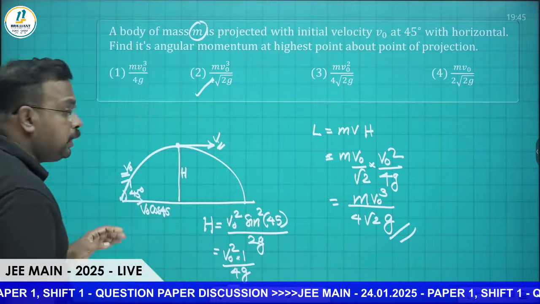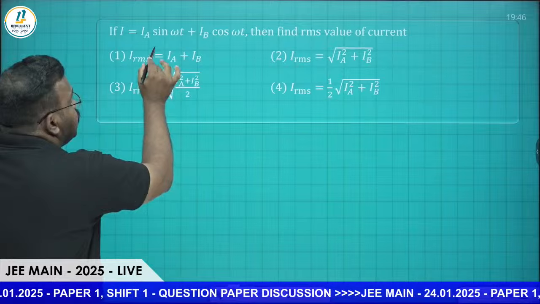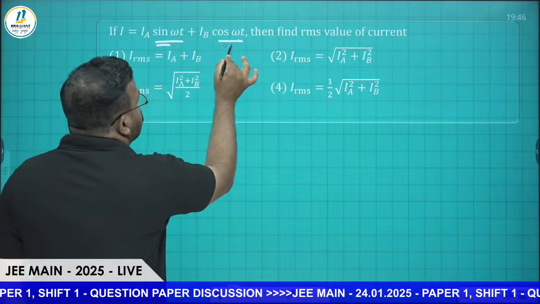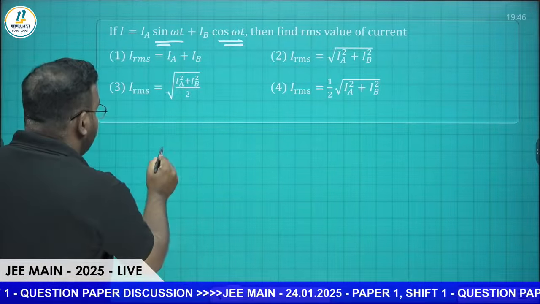Next question. If I equal to IA sin omega t plus IB cos omega t, then find the RMS value of current. What is the RMS value formula? I naught by root 2, where I naught is the peak value. But for that we need to standardize it. This is a linear combination of a sine function and a cos function. So if you are writing in a simple form, I equal to what?